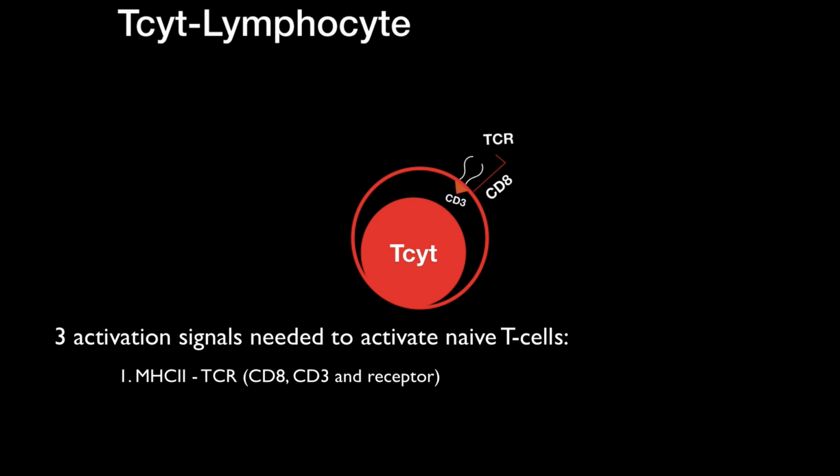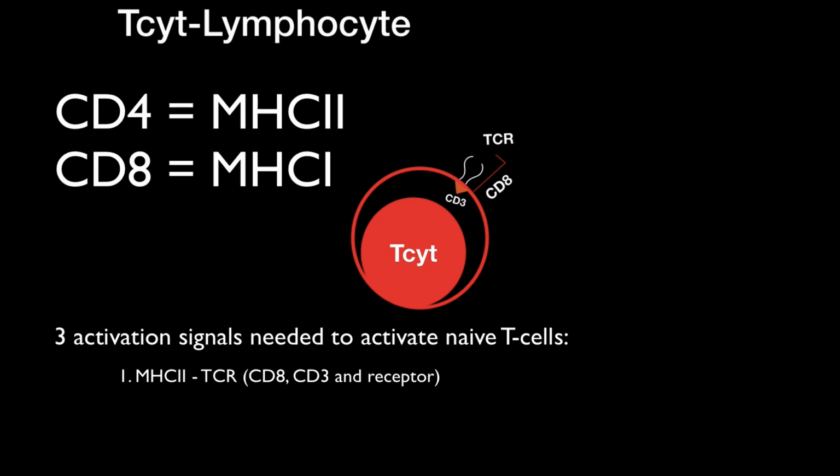And if you usually forget which MHC binds to CD4 or CD8, the way I remember it is that I always pair the highest with the lowest number. So CD4 is the lowest, goes with the highest number of MHC, which is type 2. CD8 is the highest number of CD4 and CD8, so it goes with the lowest MHC type. So CD8 with MHC1 and CD4 with MHC2.